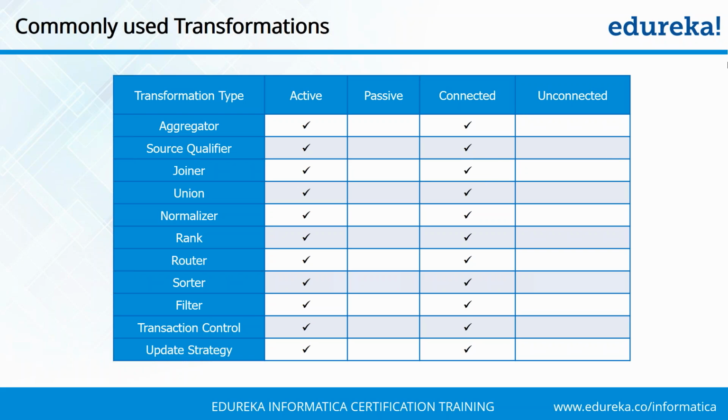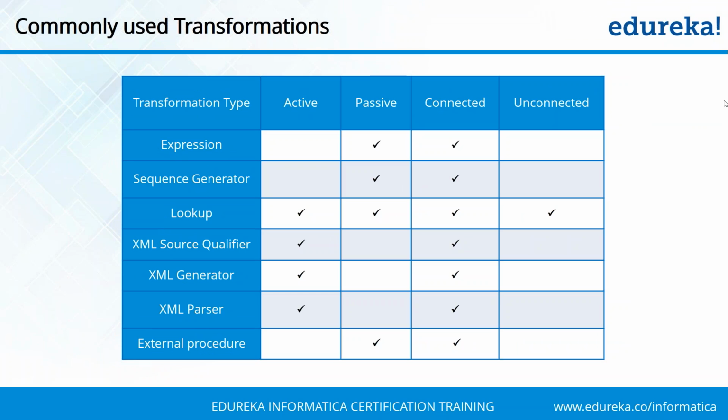Okay, so now let's move ahead and look at some of the passive transformations. So we'll start off by looking at the expression transformation. Now as I have mentioned, the expression transformation is a passive transformation and it's mainly used to compute certain expressional formulas. So let's say you wish to concatenate the first name and the last name of your employee, you can do that in an expression transformation.